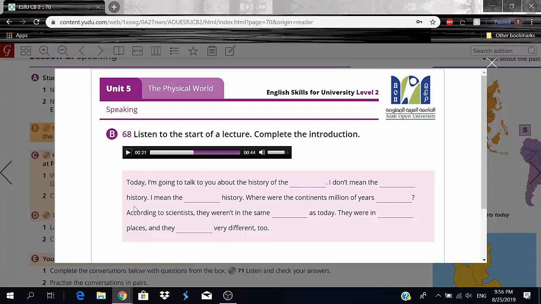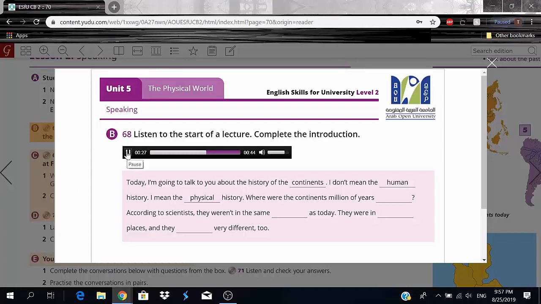Okay, so number 1, today I'm going to talk to you about the history of the continents. Okay, so number 1 is continents. I don't mean the human history. Obviously, human history is the history of humans and not the world. I mean the physical history. And the physical history here means the history of the continents themselves as rocks, as the earth itself, okay?